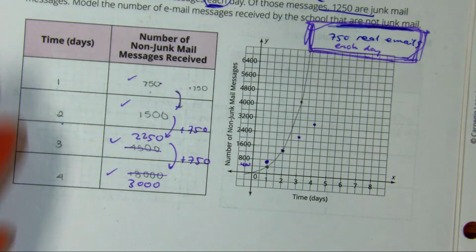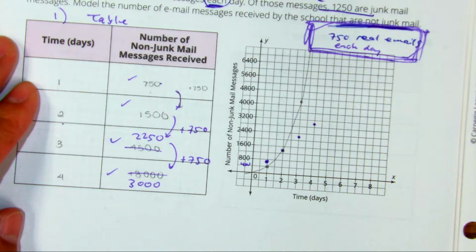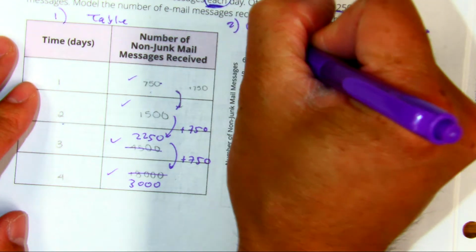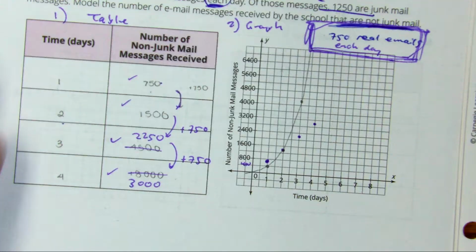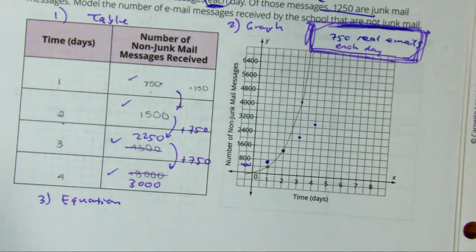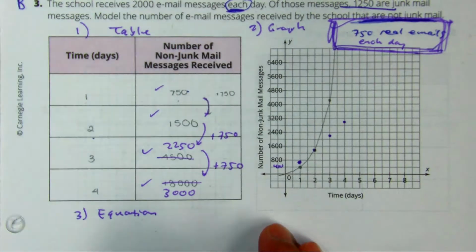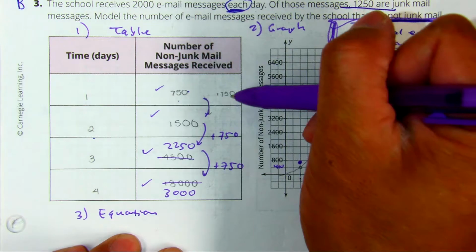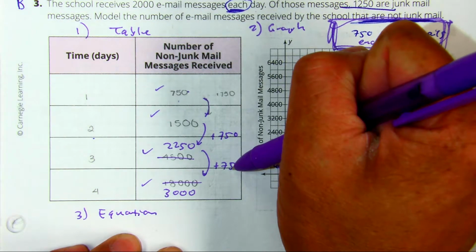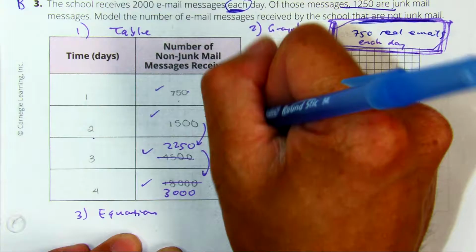So I got the table. I got a graph. And now I need an equation. Okay, this was the big mistake for your quizzes that I'm going to pass out tomorrow. Class, is this the same number? Yes. So what does that tell us? It's linear.